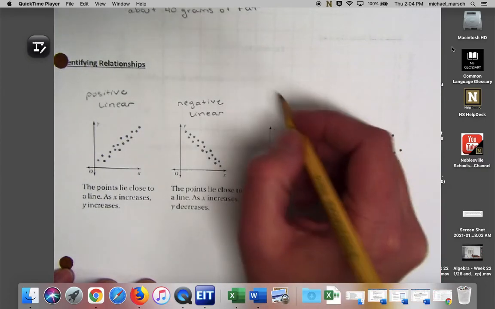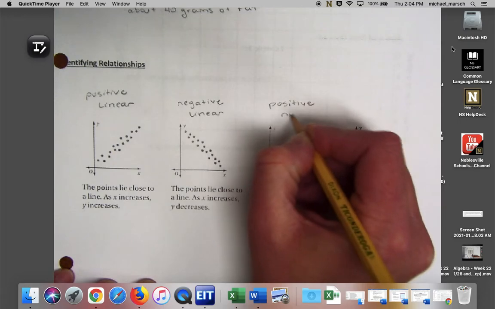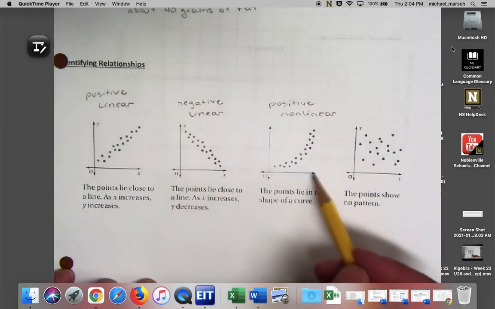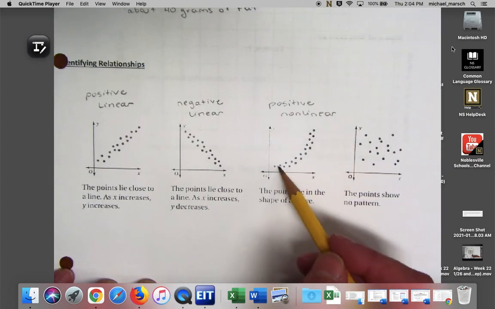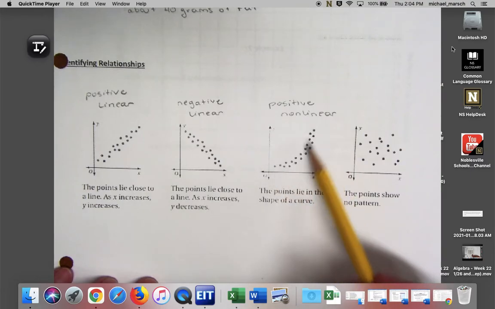How about this third one? It's positive nonlinear, right? Because it's definitely going in a positive direction. X's are increasing and so are the Y's. It's just really fast taking off. So this would be considered exponential growth, right?